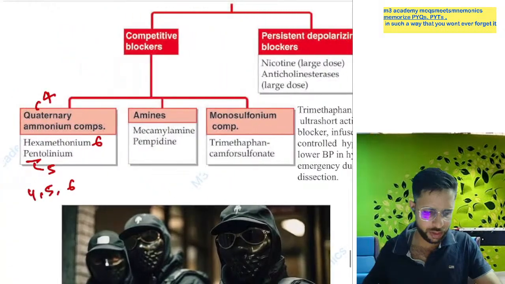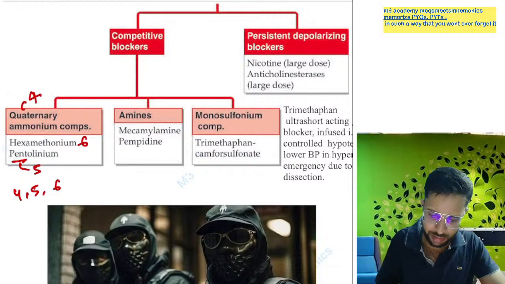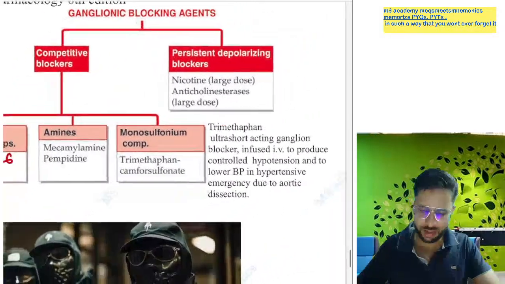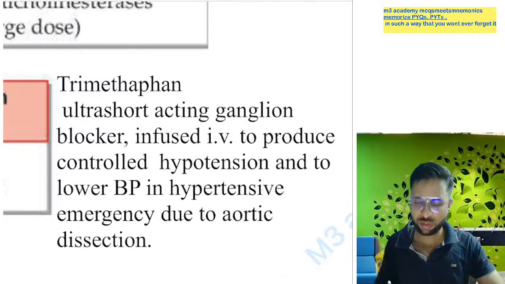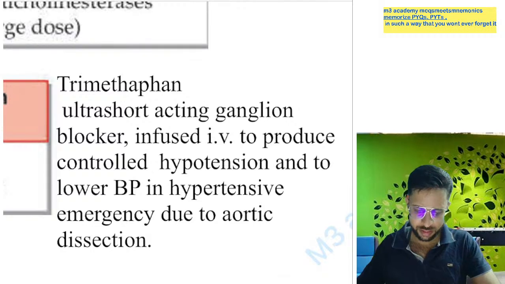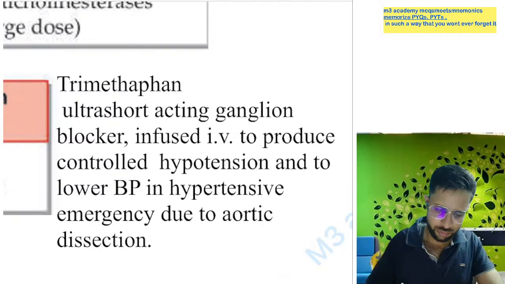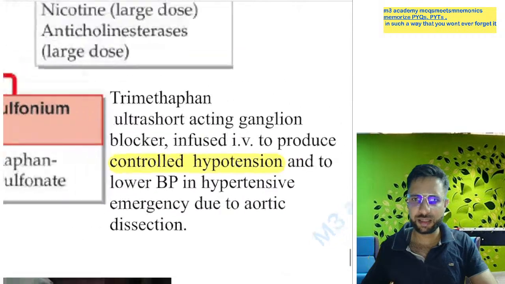Now next you can say amine. Amine means mecamylamine and pempidine, and monosulfonium compounds like trimethaphan and camphosulfonate. Yes. Now, a few things about trimethaphan. Trimethaphan is an ultra short acting ganglionic blocker infused IV to produce controlled hypotension and lower BP in hypertensive emergency due to aortic dissection. So this thing is important. Trimethaphan, T for short acting, ultra short acting drug. Yes, used for controlled hypotension. Yes, it is used to produce controlled hypotension, and this has been asked before.